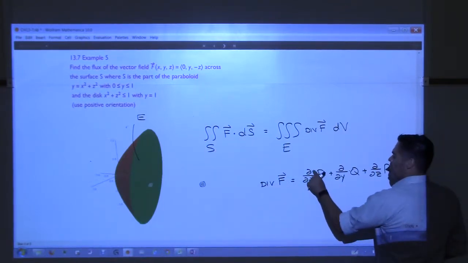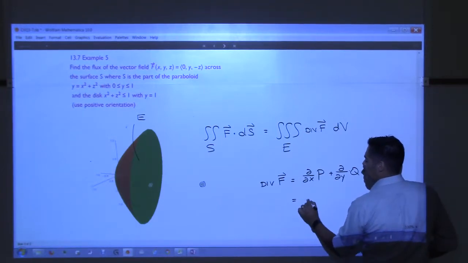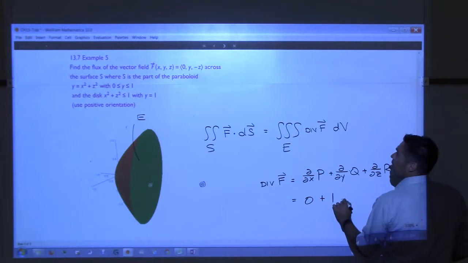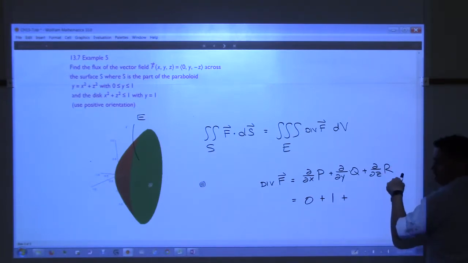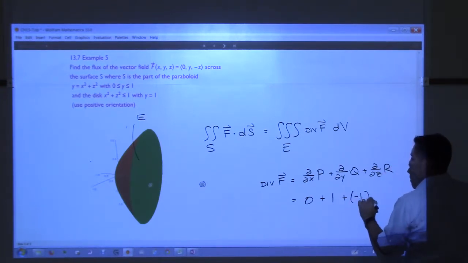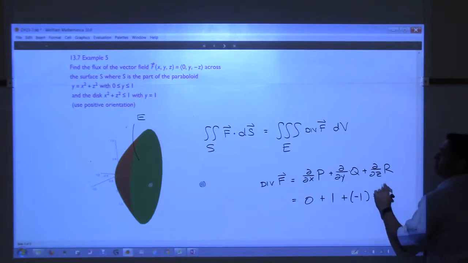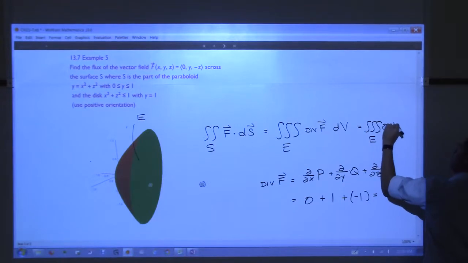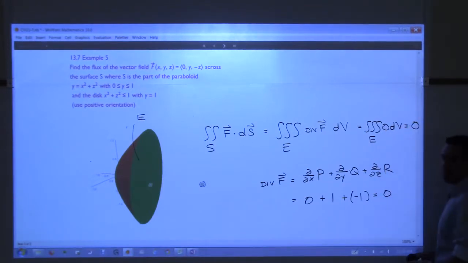So what do you get? Partial with respect to x of P is what? 0. Plus partial of Q with respect to y would be 1, and then plus partial of R with respect to z would be -1, and this adds up to be 0. And that means that this is the triple integral over E of 0 dV, which is just 0. And that's the answer we got.